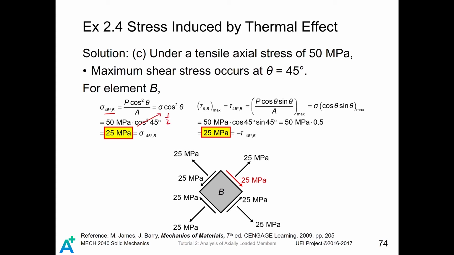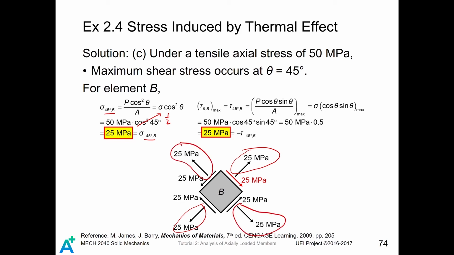Therefore, the direct stress in the 45 degree oriented surface is 25 million pascals. Besides, even though we put theta equals minus 45 degrees into this equation, we can still get cosine squared theta equals 1/2. Therefore, the direct stress in the minus 45 degree surfaces is also positive 25 million pascals.